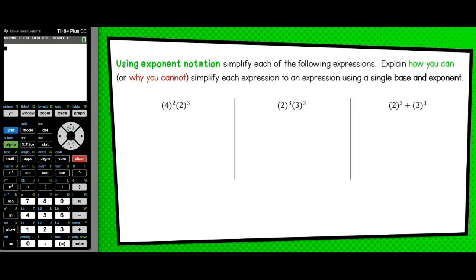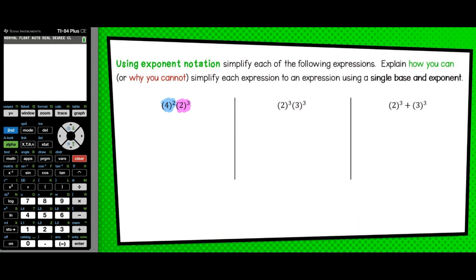Our task is to rewrite each of these three exponential expressions as an equivalent expression using a single base and exponent. Let's start with the first one. We have 2 factors of 4 multiplied by 3 factors of 2. I'm going to color code the 2 factors of 4 as blue and the 3 factors of 2 as pink.